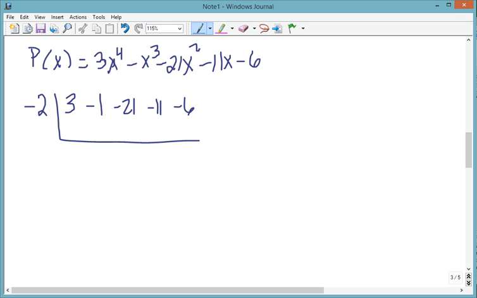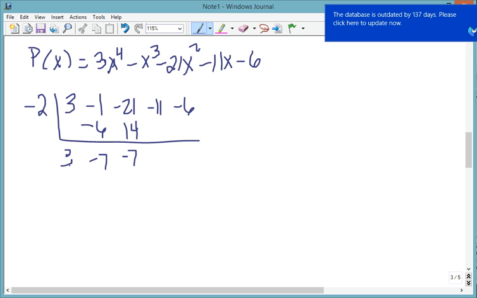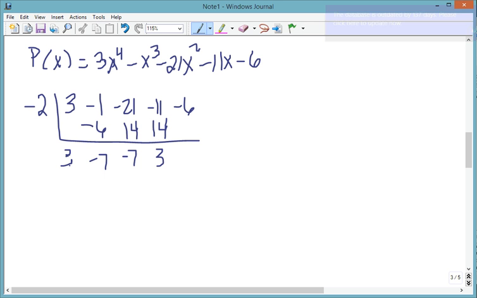Alright, we're going to bring down the 3, and then we're going to multiply and add. So negative 6, that'd be negative 7. 14, that'd be negative 7. And positive 14, so that would be 3.